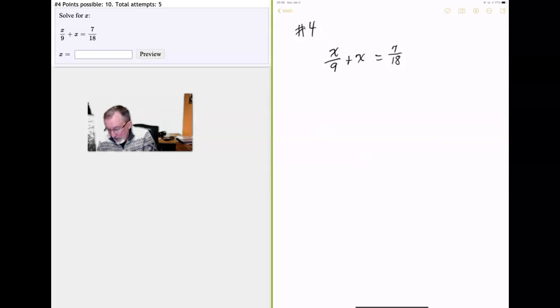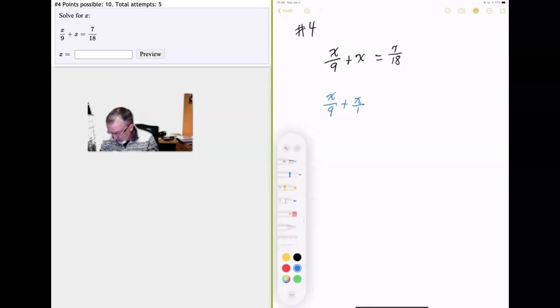So let's rewrite. We have x over 9 plus, and we know that any number divided by 1 is equal to its value. So x over 1 is the same as x, so we can rewrite it that way. Does this make it easier to see how you would add x over 9 plus x over 1? How do we give them the same denominator? We can multiply this by 9 over 9, right? Which is the same as 1.